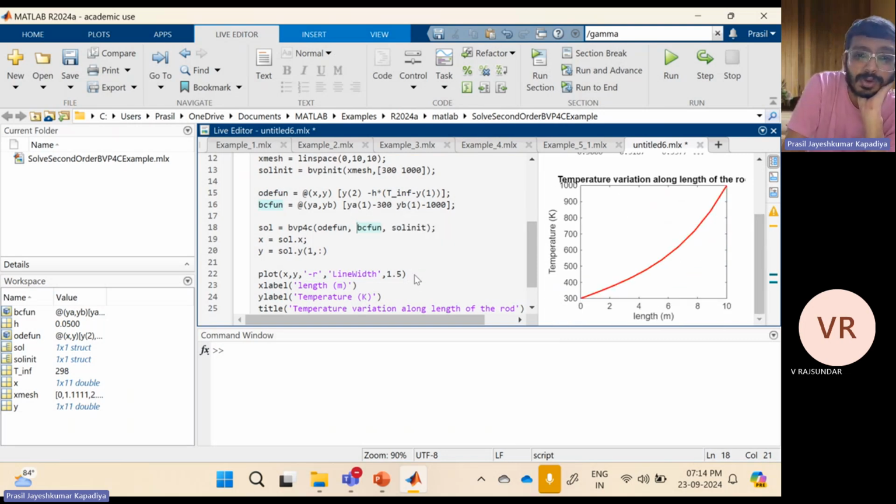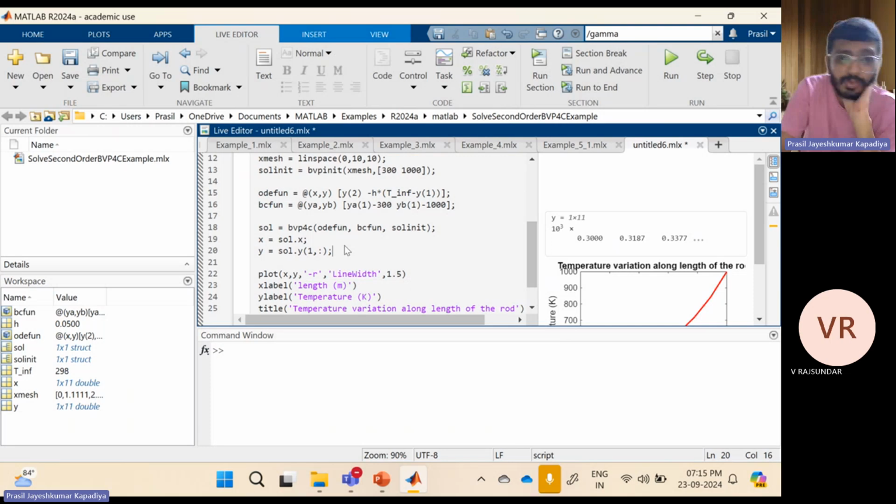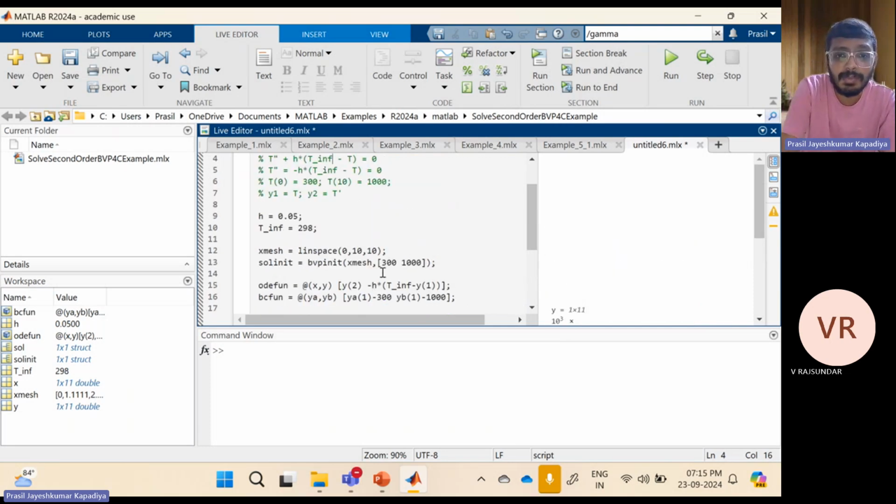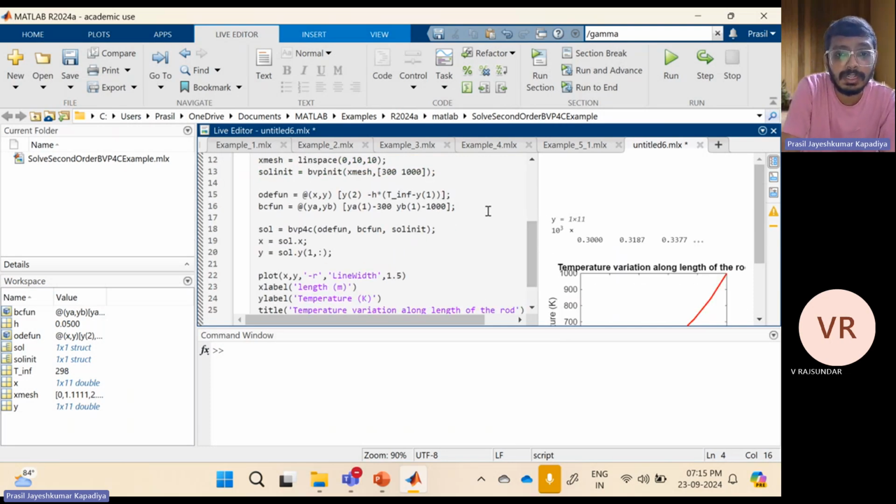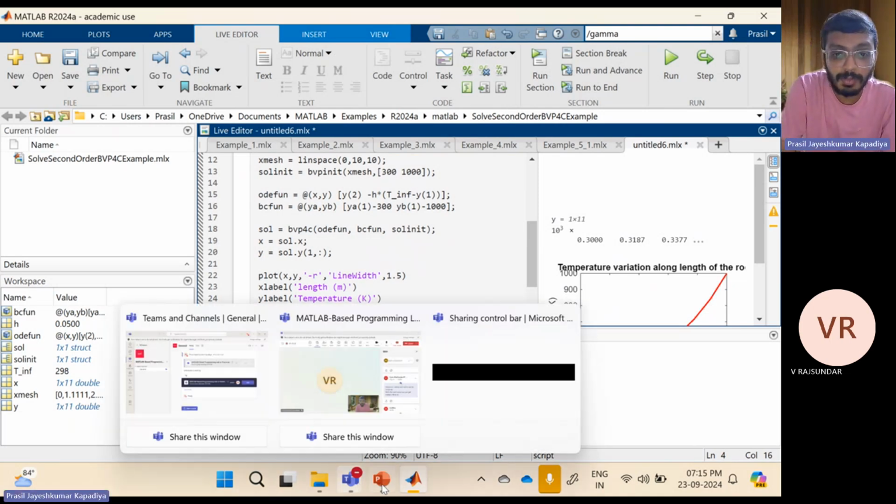So for those who don't want to write down long functions at the end, this is the simpler way. You can just write down everything in a line. Okay, so let's move ahead with the problem statement.